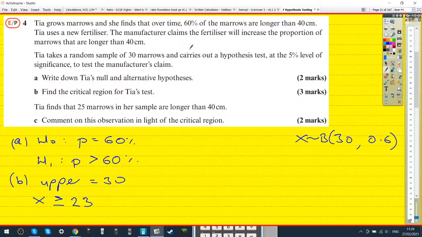So if 23, so 60%, let's try to make sense of this. What's 60% of 30? 60% of 30. Is it... Was it a half? 3/5 of 30? 60%?